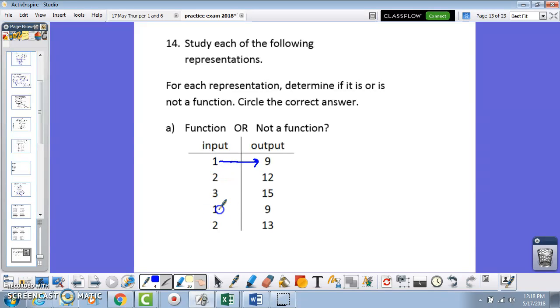And if I look at the output, 1 is the input, 9 is the output. 1 is the input, 9 is the output. So far so good. Looks like a function. Let's look for any more repeated inputs.